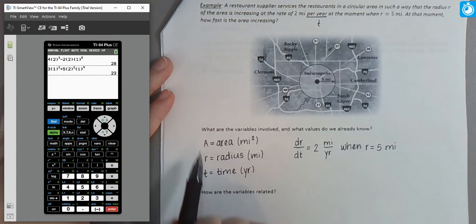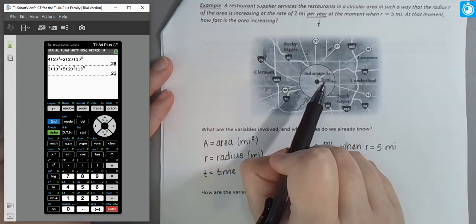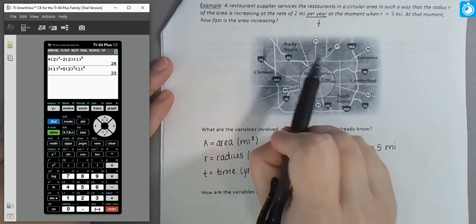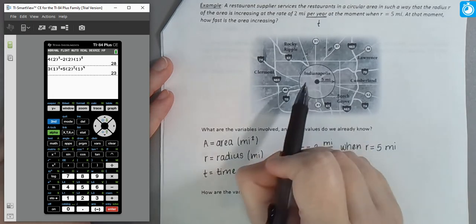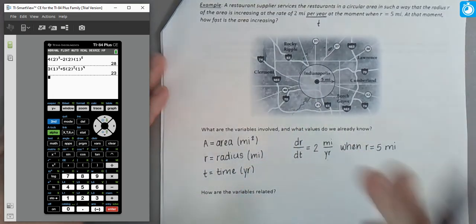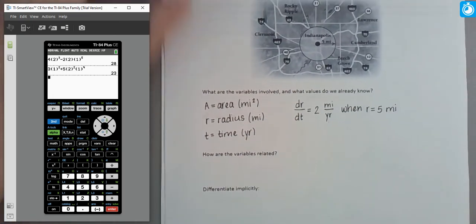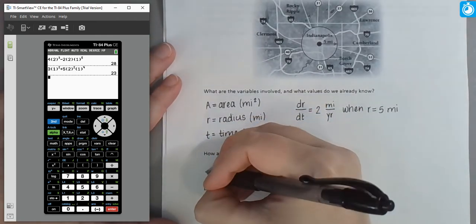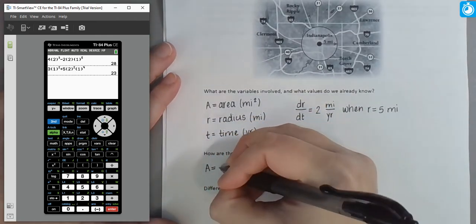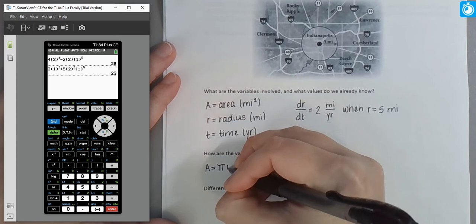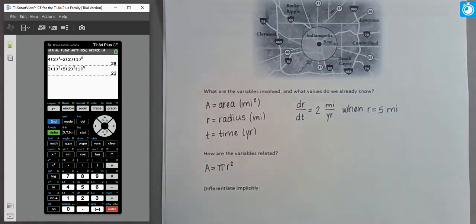What we're thinking of is the variables in the problem, the output and the input. How are they related? Well, the rule to take the radius of a circle and find its area, in other words, the total coverage of that circle, the algebraic relationship, is that A is equal to pi times the radius squared. So area is equal to pi r squared.